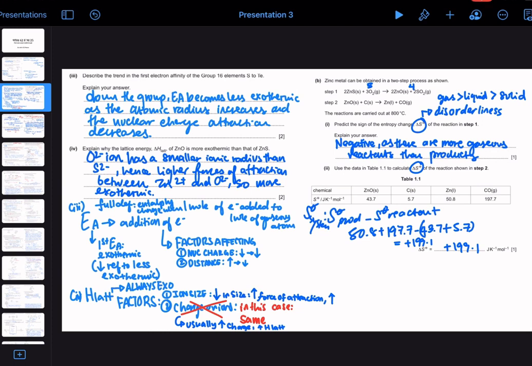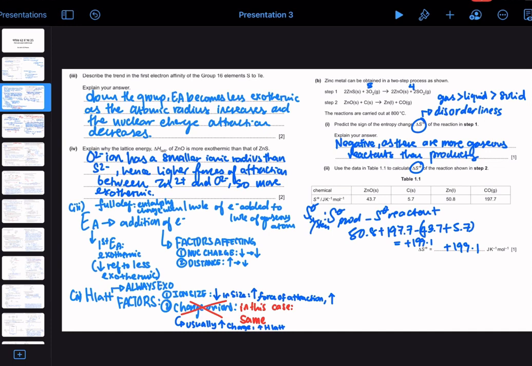In this case, it's positive, so you have the entropy change of your products, 50.8 plus 197.7, that would be your CO and your zinc in liquid form, minus 43.7 plus 5.7. The plus 5.7 is inside the bracket, by the way, so you're going to minus it as well. And the final value is plus 199.1 joule per Kelvin per mole.